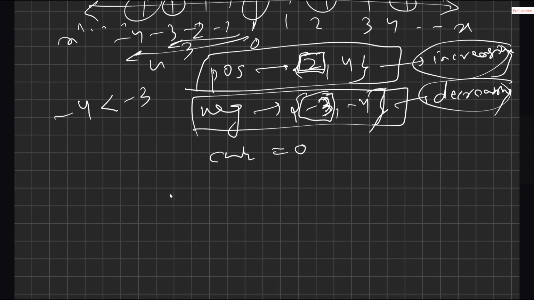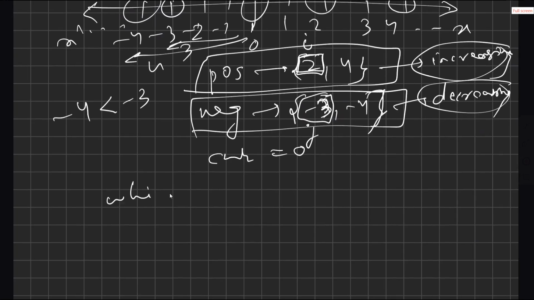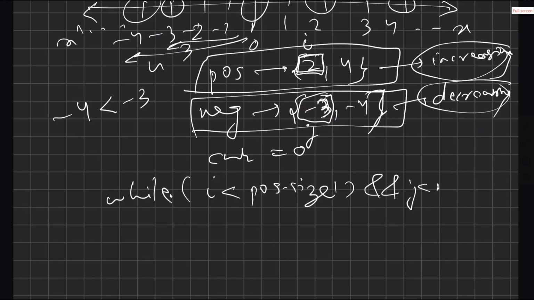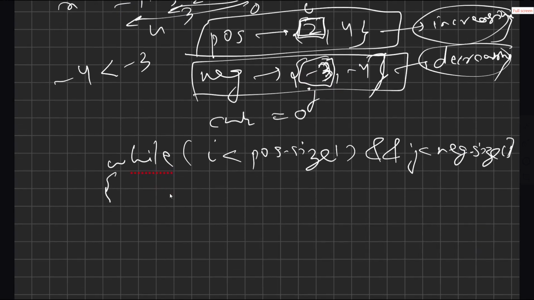We will take two variables, one I will be pointing to positive, and j will be pointing to negative. So we'll take a loop. We'll say while i is less than positive size and j is less than negative size. It's basically the size of the vector. So now what we have to do?